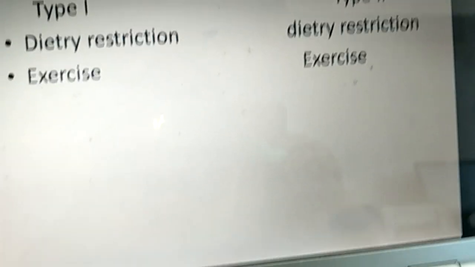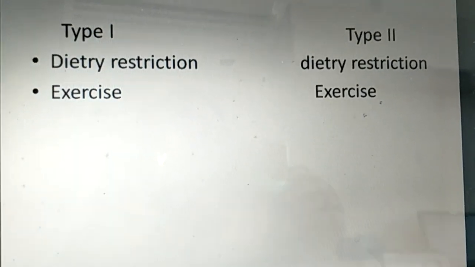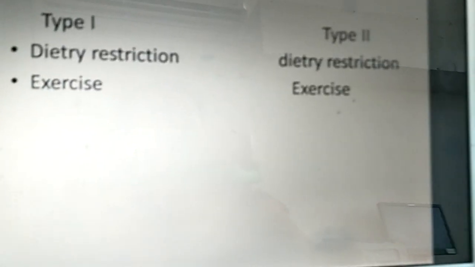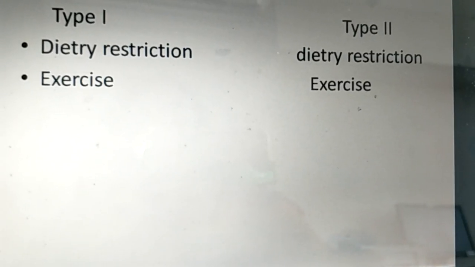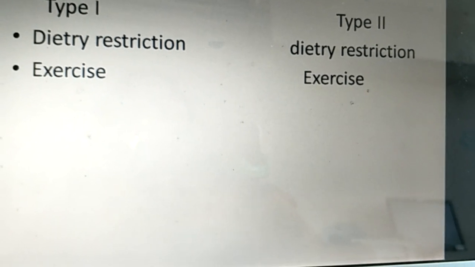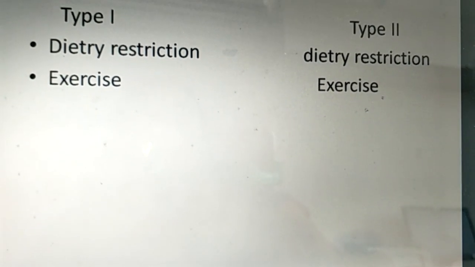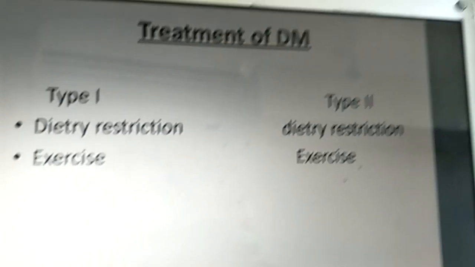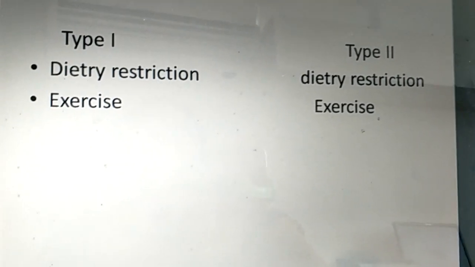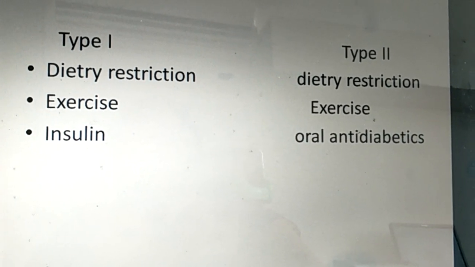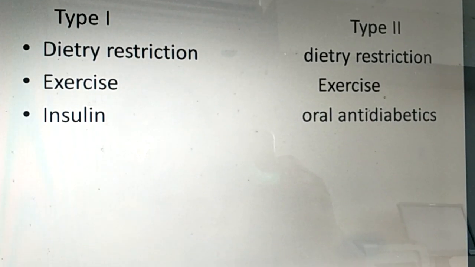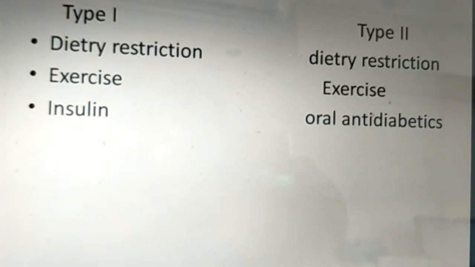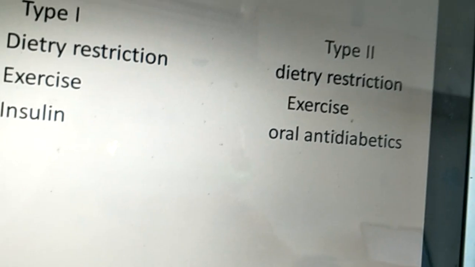These two seem very simple, but it is not easy to modify the lifestyle. It's not easy to change from pizza and burgers and start eating salads. Weight reduction is easier said than achieved, but it is definitely needed in both types of diabetes. Then in type 1 the mainstay of treatment is insulin replacement, whereas in type 2 it is oral anti-diabetics.